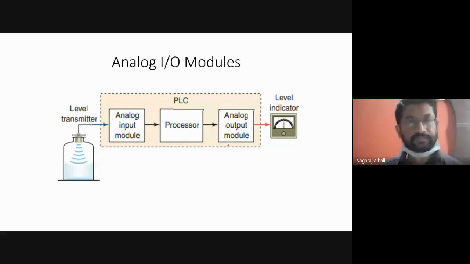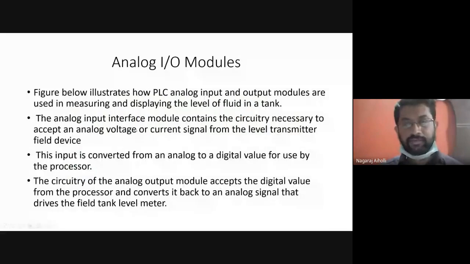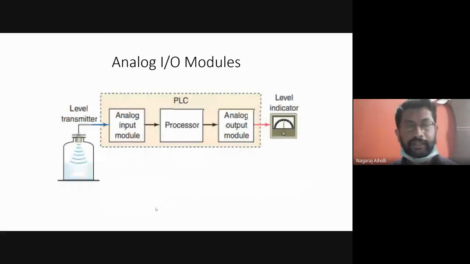The analog input module contains the circuit necessary to accept an analog voltage or current signal from the field device, the level transmitter. The input is converted from analog to digital value for use by the processor. The circuit of the analog output module accepts the digital value from the processor and converts it back to an analog voltage or analog signal that drives the field tank level meter, which measures the level or the height of the liquid in the tank.